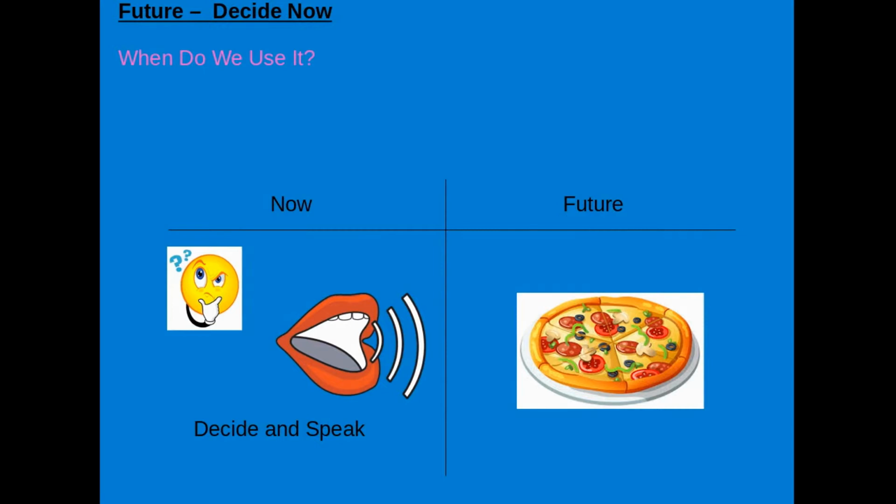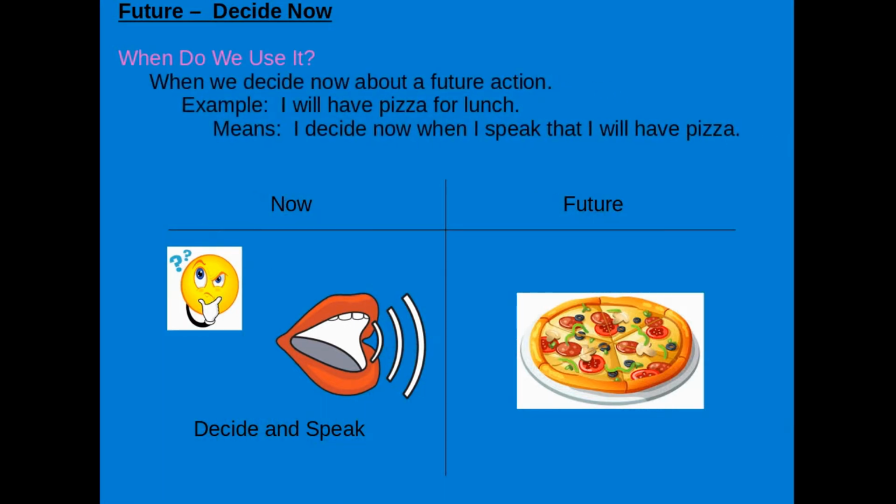Future, when we decide now. When we decide now about a future action, for example, I will have pizza for lunch, it means I'm deciding now when I speak that I will have pizza. Now and deciding are happening at the same time about a future action, the pizza.